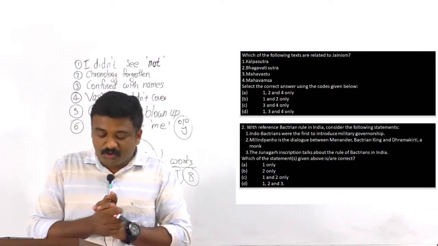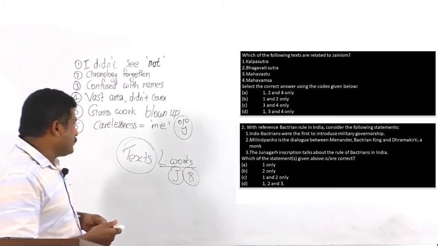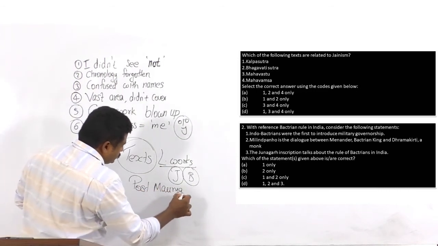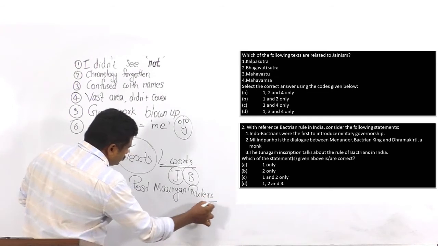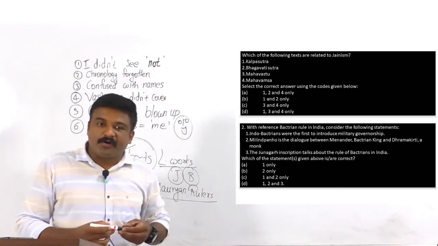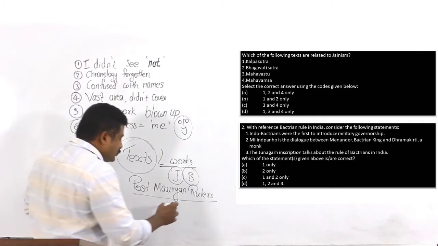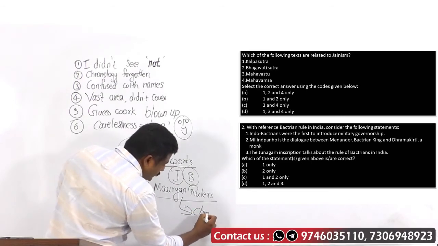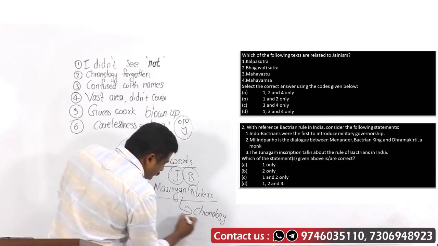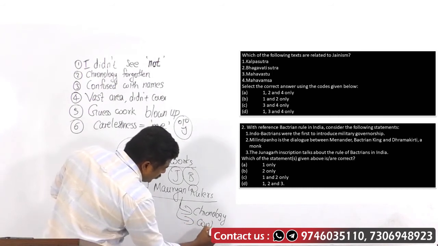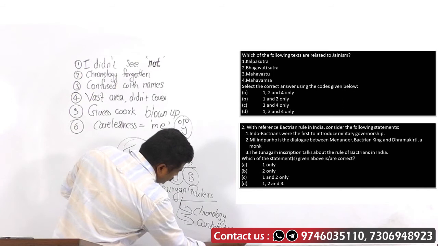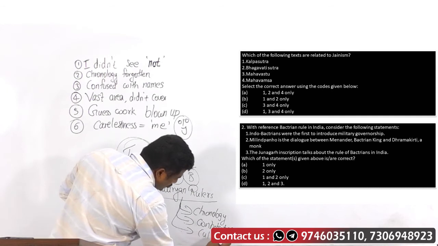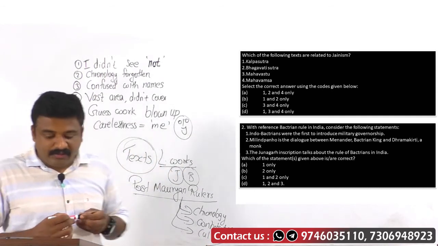Now moving on to question number 2, with reference to Bactrian rule in India, consider the following statements. Here also 3 statements are given. The post-Mauryan rulers are important for you. There you try to understand who comes first and later. That means their chronology is important for you. Their contributions are important for you, and their culture part is important for you. These things you have to cover very well.